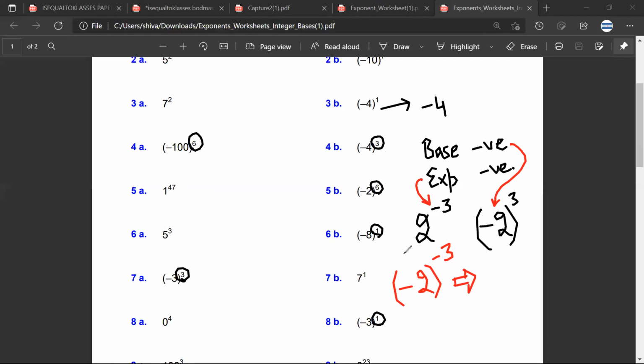what is the job of this negative exponent? The job of this negative exponent is to take the base to the denominator. Sarthak, have you understood? Yes, sir. That is the role that this negative exponent is playing. And once it has taken the base to the denominator, the job of this negative is done. That is why you don't see a negative here. Any doubt? No, sir.